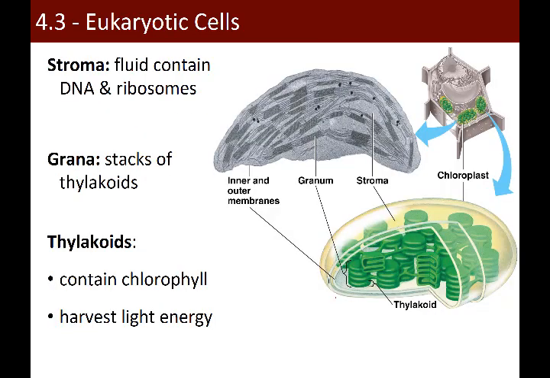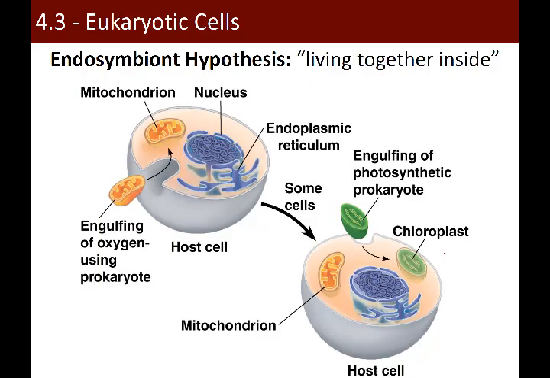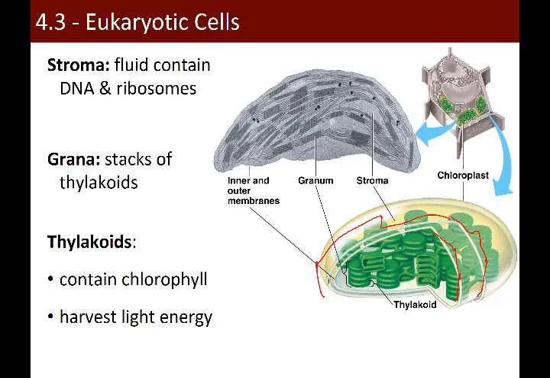So the chloroplast also has a structure that's somewhat similar to the mitochondria in that it has two membranes. There's an outer membrane, shown here, and then there's an inner membrane. The inner membrane actually does not have folds in it like our mitochondria membrane does. So the inner membrane is not providing surface area.